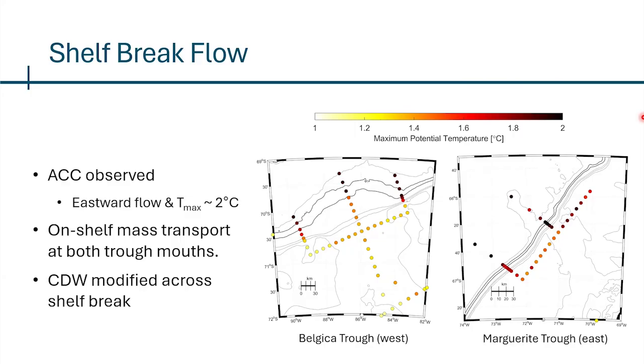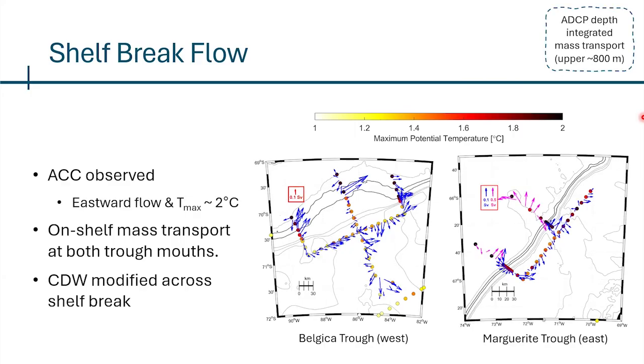So not very far offshore of the shelf break, we see unmodified CDW with temperatures around 2 degrees C. And accompanying this, we also see eastward flow. These arrows are showing depth integrated mass transport from the ADCP, so this is roughly the upper 800 meters of the water column. At Belgica Trough, you can see flow following the bathymetry. And then we also see strong flow at Marguerite Trough. If we look at the trough mouths, we can see quite clear on-shelf mass transport at both troughs.